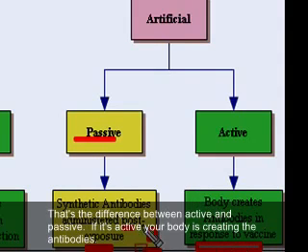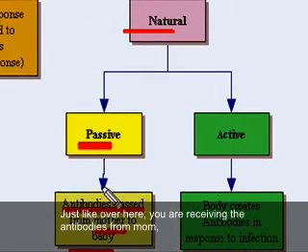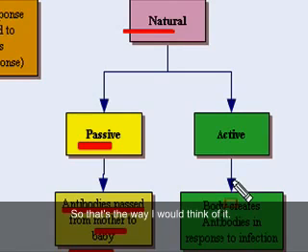That causes your body to create the antibodies. That's the difference between active and passive. If it's active, your body is creating the antibodies. If it's passive, you're receiving the antibodies as a temporary fix. Just like over here, you're receiving the antibodies from mom. But over here, your body is creating the antibodies because it's gotten sick. So that's the way I would think of it.